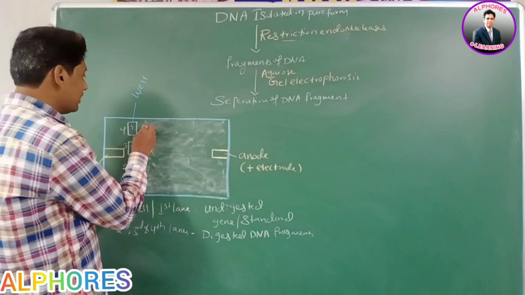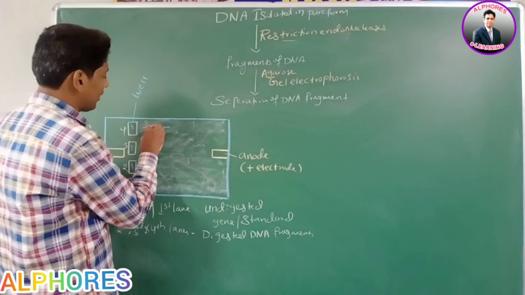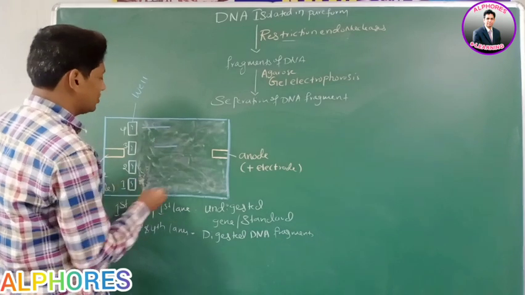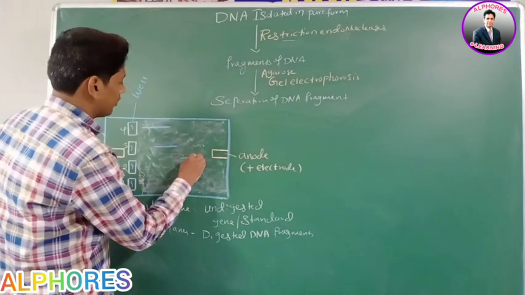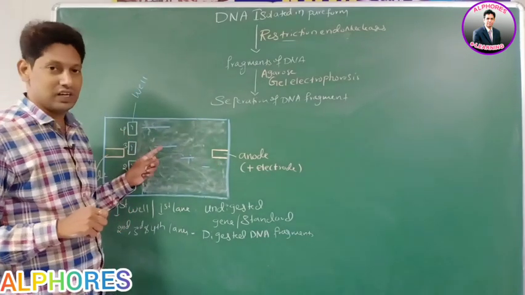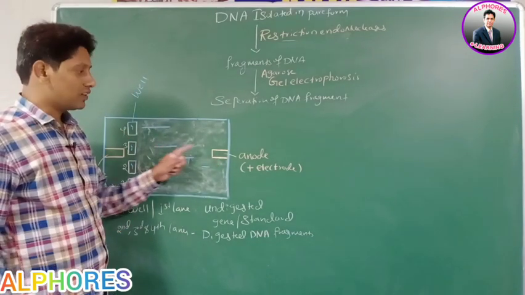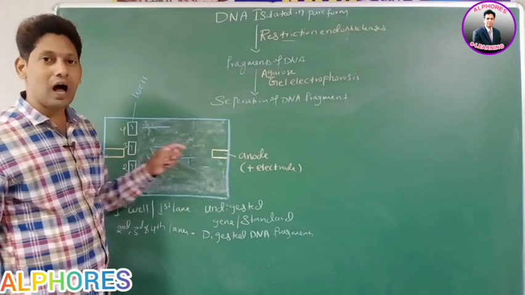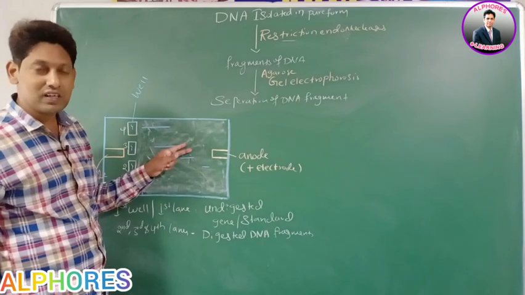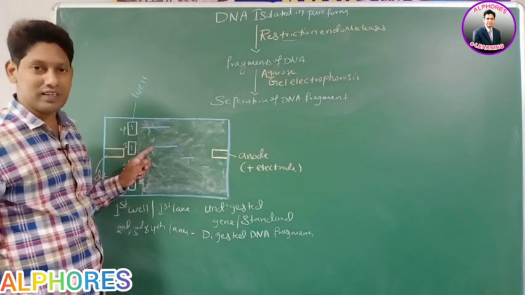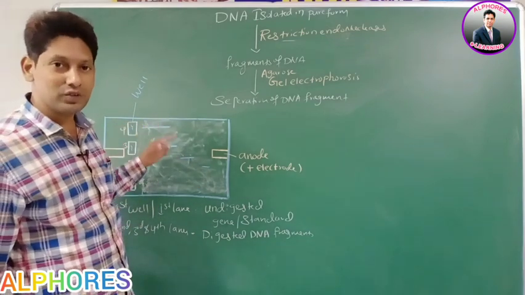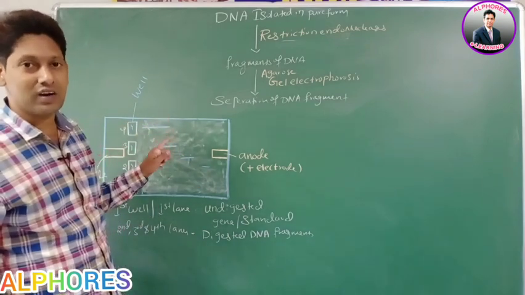Therefore, what are moving? Negatively charged DNA fragments. Negatively charged DNA fragments move towards the anode through agarose gel by the sieving effect, and get separated according to their size. It means separation is according to their size.